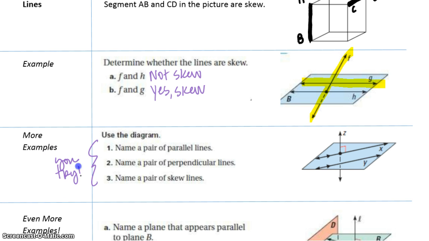Just try them out. They don't have to be perfectly correct. I just want to see what you can do, and I want you to try those examples for class. Very similar to what we just talked about.